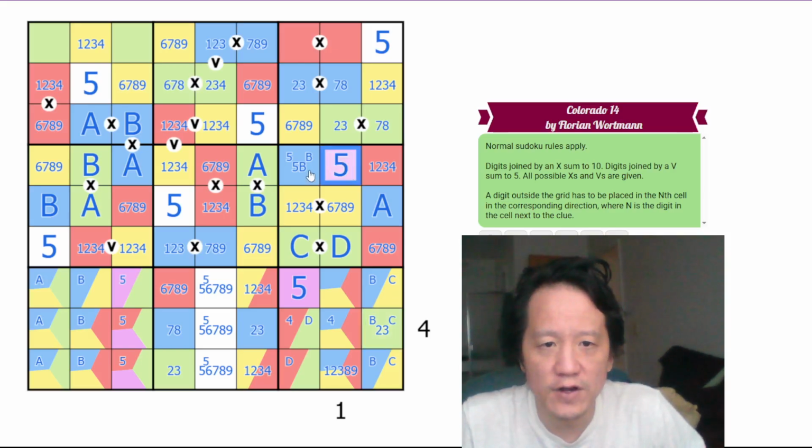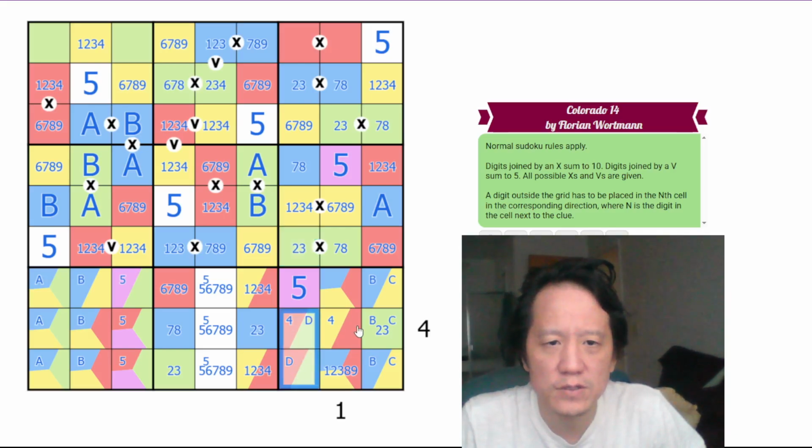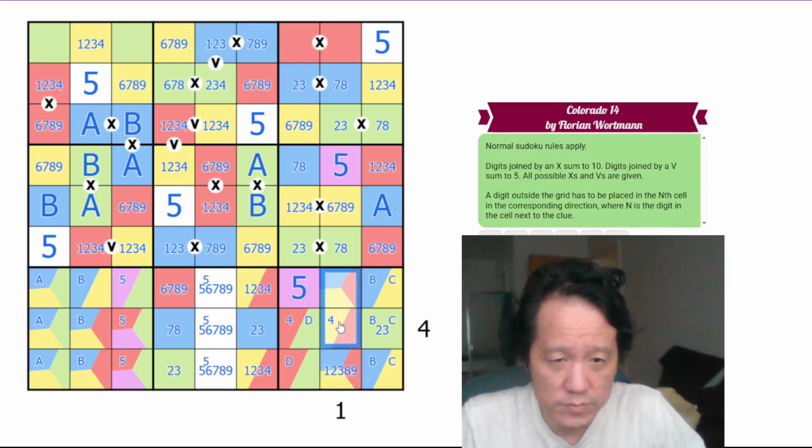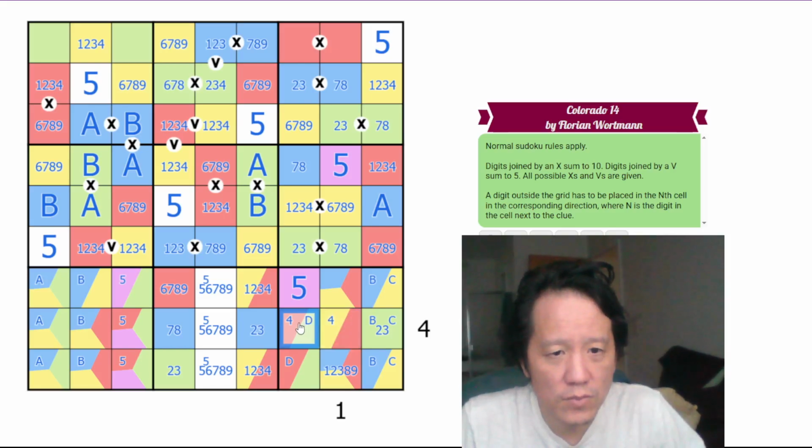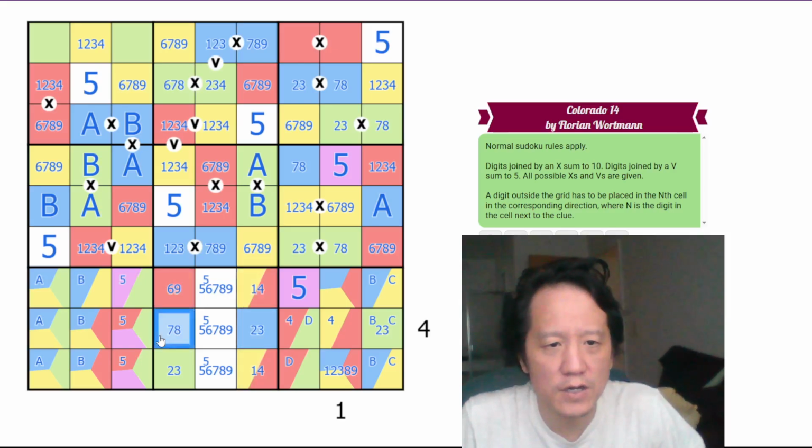So this would be 5. This would be 7 or 8. This could not be blue either way. We'd have to have a low blue. This would be the 7 or 8 version. This would be 2 or 3. So this would be 1 or 4. This would be 1 or 4. This would be 6 or 9.